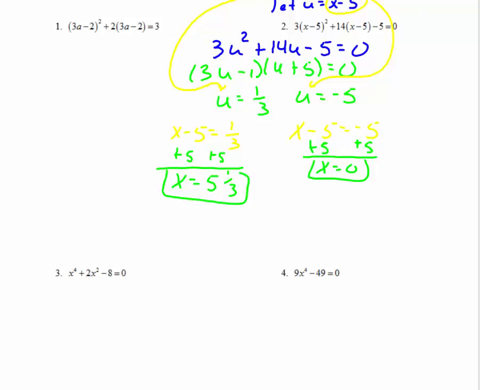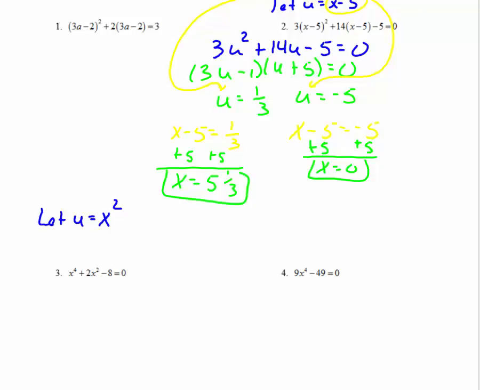Number 3, x to the 4th plus 2x squared minus 8 equals 0. So at this point, we don't have parentheses anymore. We have, in a sense, some crazy powers, powers bigger than just an x squared. So what did our directions tell us to do? They said let u equal the middle variable. Our middle variable is just x squared.